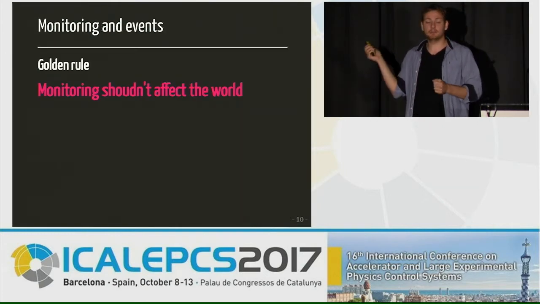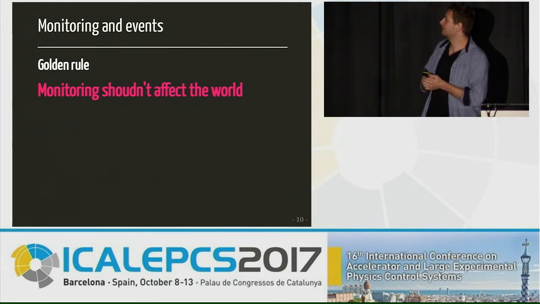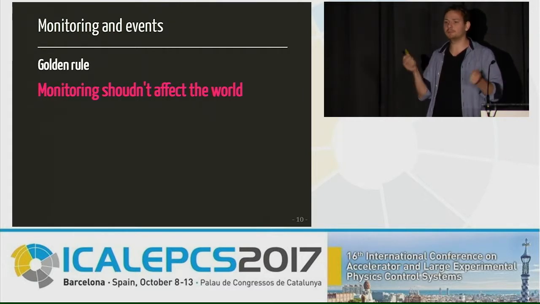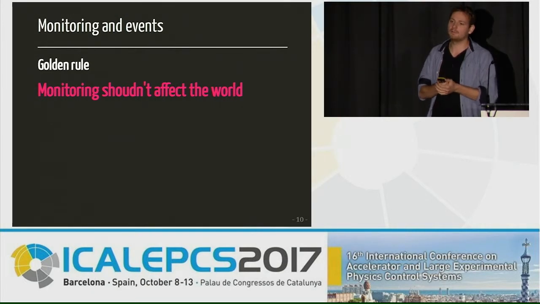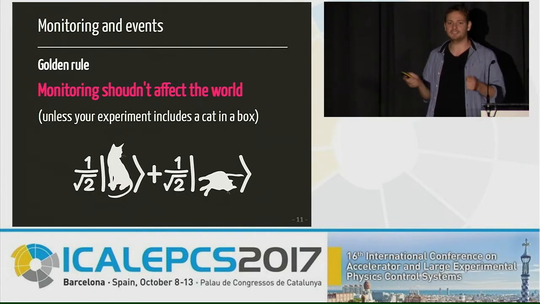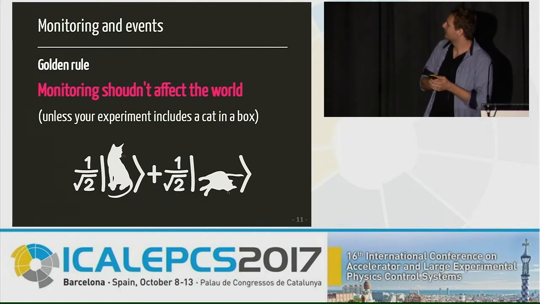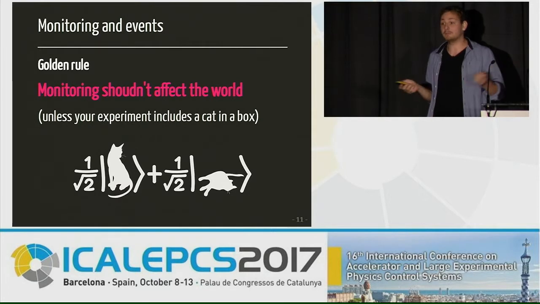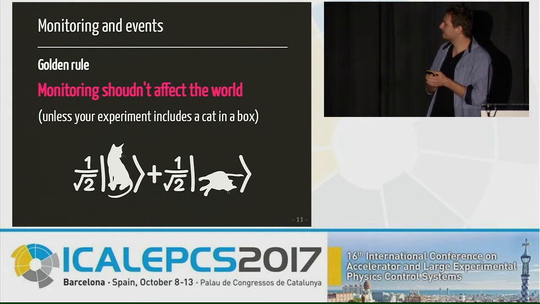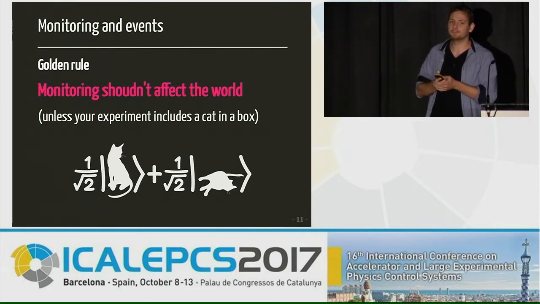And I think there's a golden rule in monitoring: monitoring shouldn't affect the world. So it doesn't matter whether the monitoring system is running or not, this shouldn't affect your experiments. However, there are a few exceptions to that, and this rule doesn't always apply. For instance, if your experiment includes a cat in a box that is both alive and dead at the same time, then monitoring your experiment will cause your cat to collapse, which is usually not a good thing. But apart from this case, I think it's a rule we should stick to.